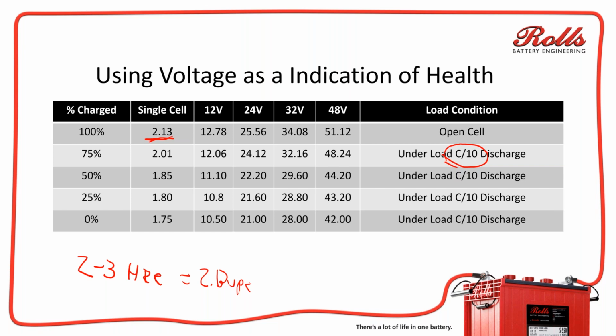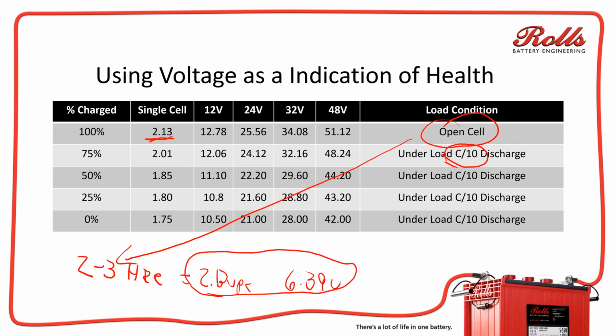or six, it should measure 6.39 volts. It should measure above 6.39 volts. If I charge the battery and let it sit open cell for 2 to 3 hours, I should still have a voltage above this. If I have that, I'm going to consider the battery good.